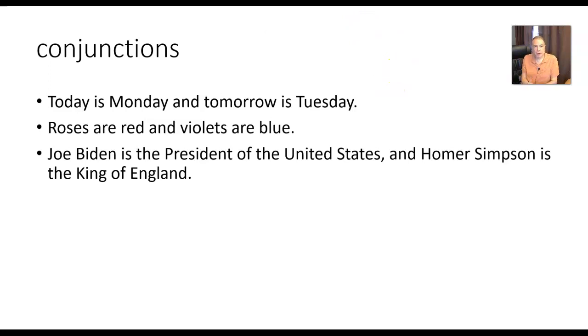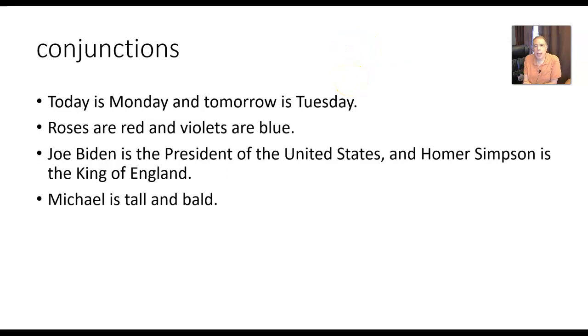Joe Biden is the President of the United States and Homer Simpson is the King of England. That's an example of a false statement. It's true that Joe Biden is the President of the United States, but it's false that Homer Simpson is the King of England. And for the whole thing to be considered true, both parts have to be true. Since they aren't, that whole compound conjunction is false.